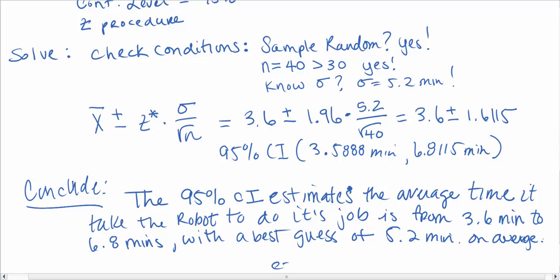All right, so this is how you can use the 4-step process to solve a confidence interval problem.